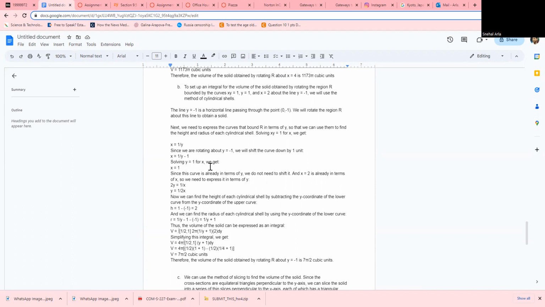Solving y equals 1 for x, we get x equals 1. Since this curve is already in terms of y, we don't need to shift it. And x equals 2 is already in terms of x, so we need to express it in terms of y. From xy equals 1, y equals 1 over x, so y equals 1 half at x equals 2.